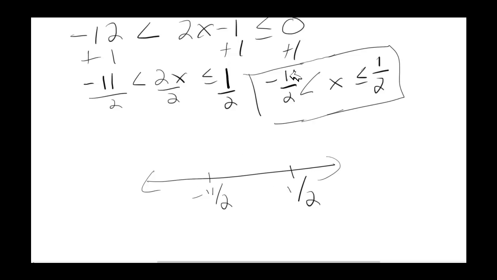Let's see, minus 11 halves is less than x, so that should be an open circle. And at 1 half, x is less than or equal to 1 half, so this is closed. And we want what between them? So x's have to be greater than this, but less than this. And our interval notation would be parenthesis, minus 11 halves, comma 1 half, bracket. Closed in circles are brackets, open circles are parentheses. And infinities are always parentheses. Okay, let's take a look at one more.